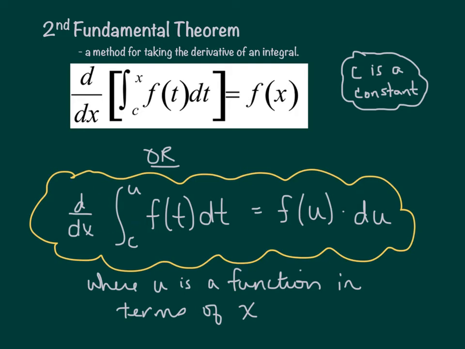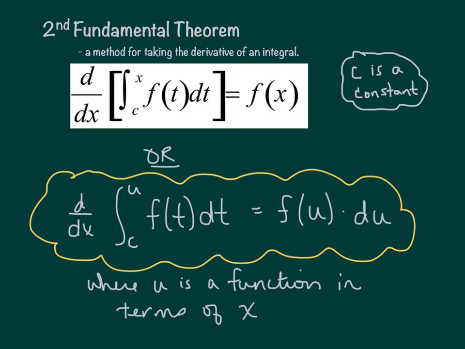How do we evaluate this, though? First of all, it's f of u. So whatever the upper bound is, you plug it in for t, times the derivative of the upper bound. So two steps. Plug in the upper bound in for t, then take the derivative of the upper bound. That's it. All right, we're going to practice a bunch of these.